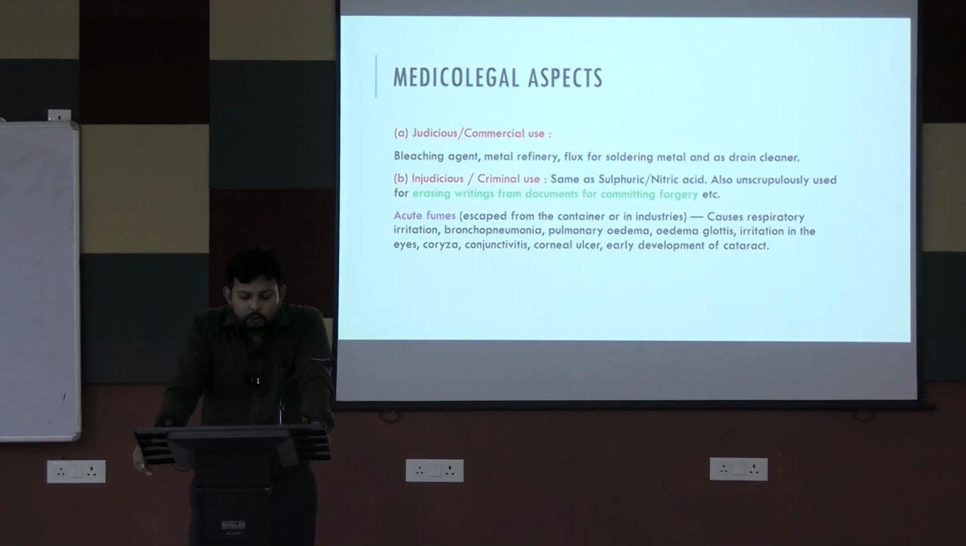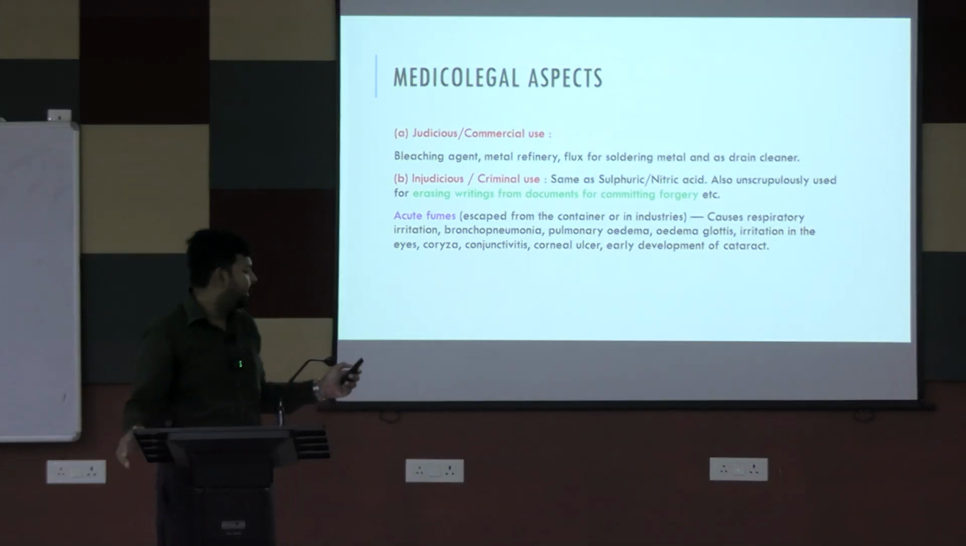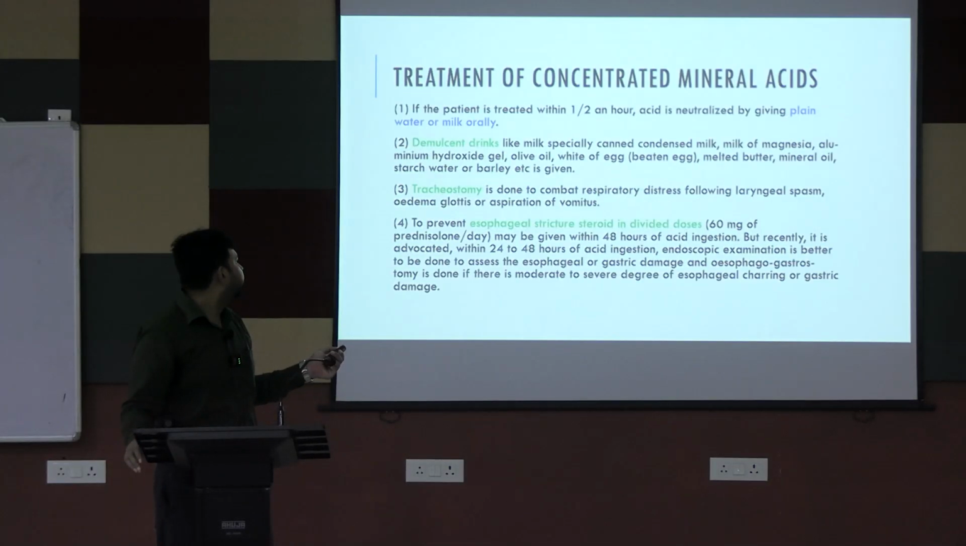Hydrochloric acid. What I discussed is the fumes: as it is fuming, it will cause respiratory tract problems. What can happen? Irritation, bronchopneumonia, pulmonary edema, edema of the glottis. If it falls in the eye, irritation of the eye, corrosion, all can happen: coryza, conjunctivitis, corneal ulcer, cataract from the fumes.